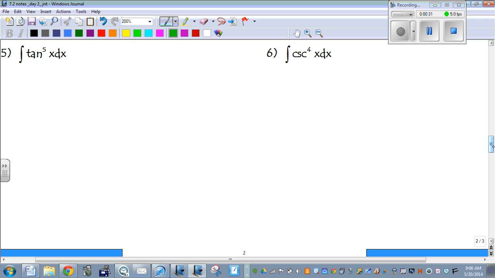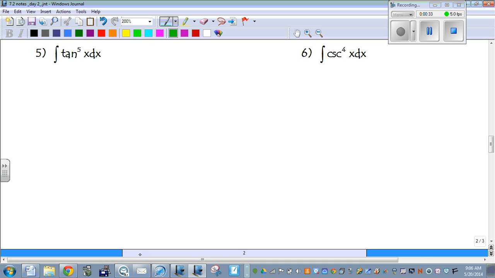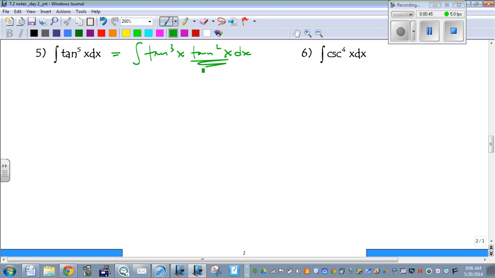So let's look at number 5. We're going to take out a tangent squared, so we're going to rewrite this as tangent cubed of x times tangent squared of x dx. And we're going to take this tangent squared and rewrite it using that Pythagorean identity: secant squared of x minus 1. So we have the antiderivative of tangent cubed times secant squared of x minus 1 dx.